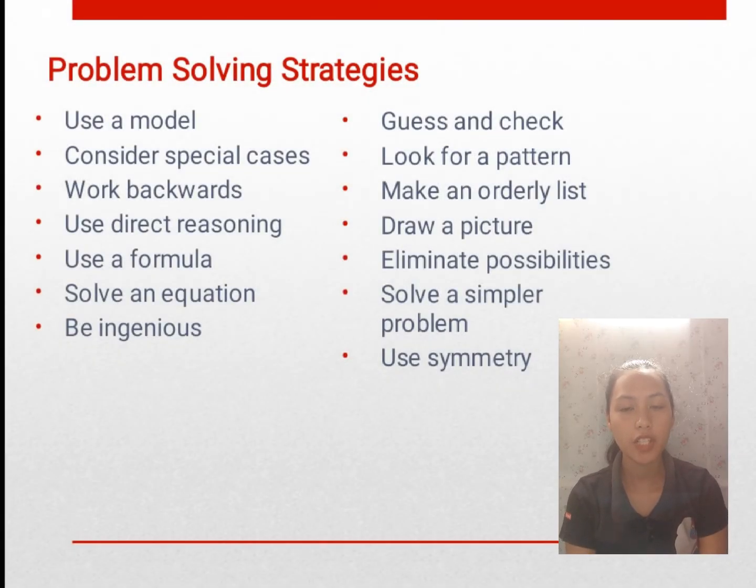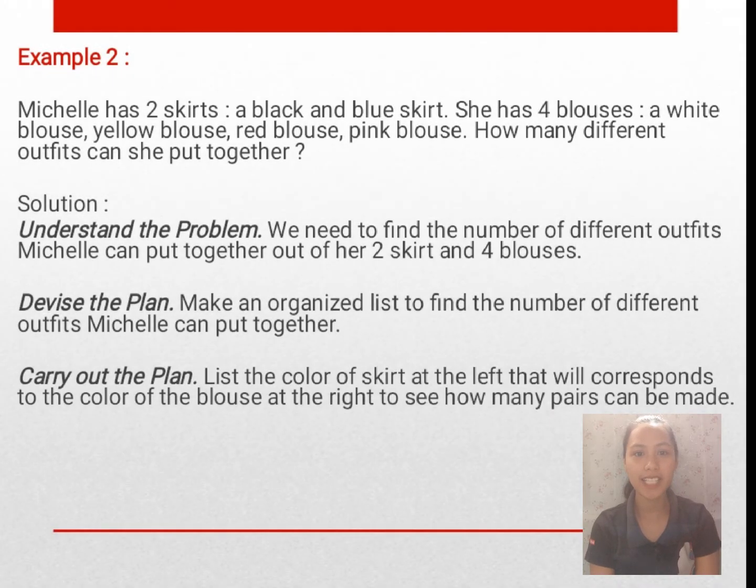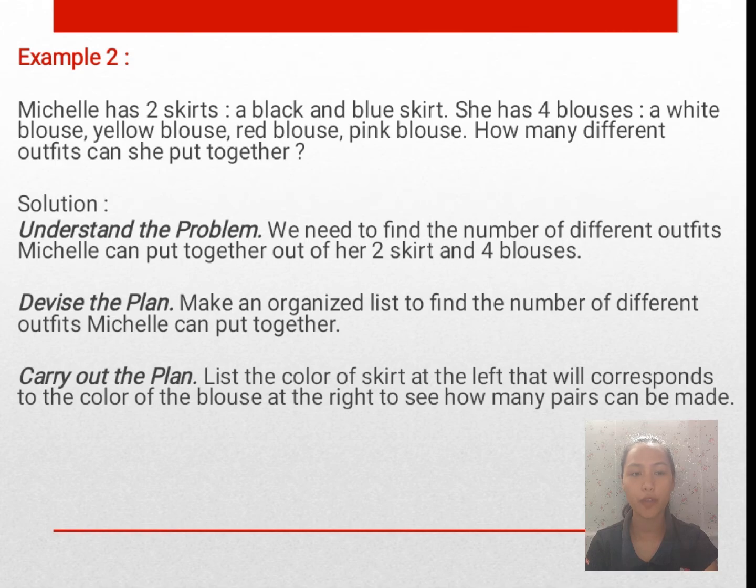So we have strategies that might help you to solve the problem. You can use a model, consider special cases, work backwards, use direct reasoning, use a formula, and so on and so forth. So let's have an example. Michelle has 2 skirts, a black and a blue. She has 4 blouses, a white, yellow, red, and pink blouse. How many different outfits can she put together?